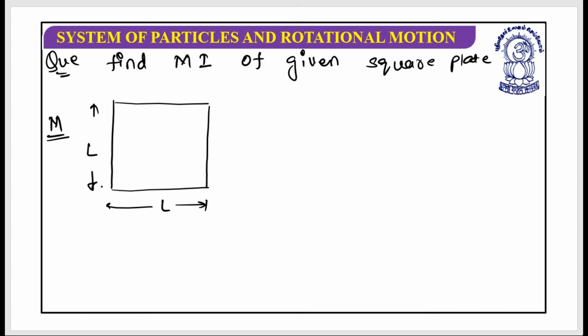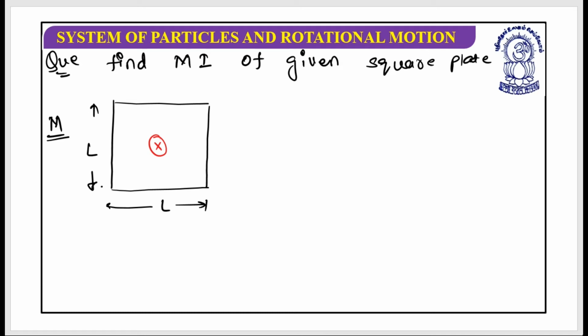So now let's define one by one the rotational axis, and you will give me the answer: what would be the value of moment of inertia for this rotational axis. First, let's suppose it is at the midpoint and perpendicular to the plane of the paper. So what you need to do is draw a square plate. Please mind well, this is a square plate.